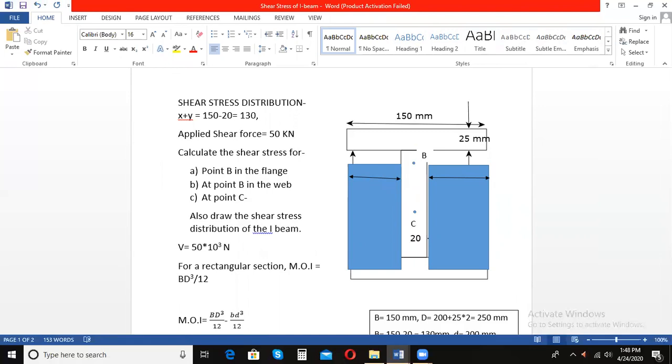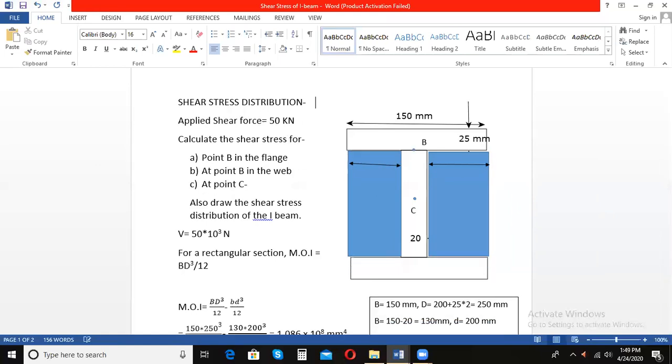And what is the height? Now I will not write X plus Y, I will rather write it as small b, which is equal to 130 mm. And what is the height of these two rectangles? It is equal to 200. It is already given in the problem. Clear? I'm going to rub this off. So the width of the smaller rectangle is 130 mm and the height is 200 mm.